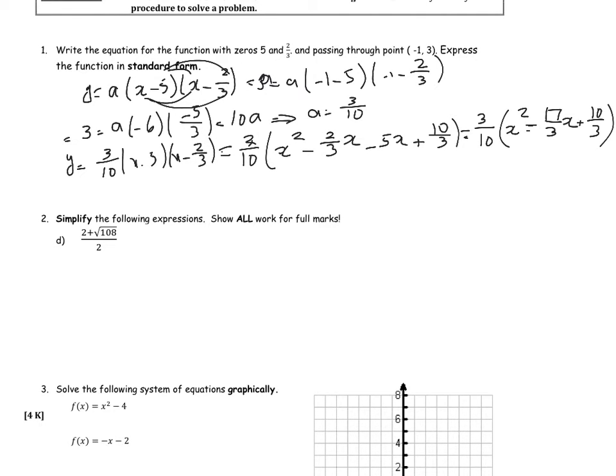Now I'm going to multiply 3 over 10 inside the bracket. So we are going to get y is equal to 3 over 10 x squared. Now 3 over 10 times negative 17 over 3 gives us negative 17 over 10 x. And 3 over 10 times 10 over 3 gives us 1.